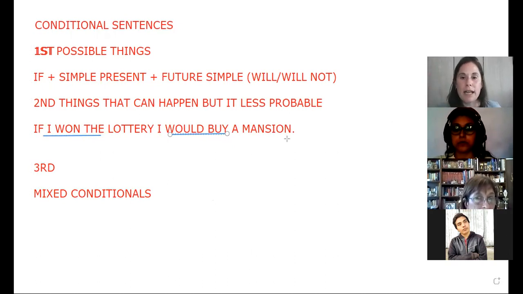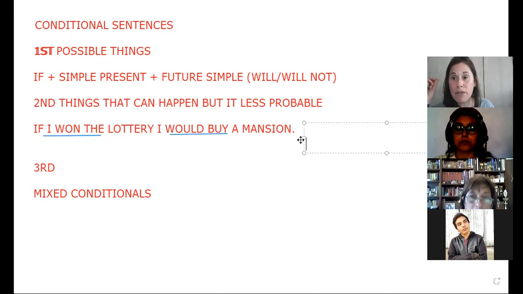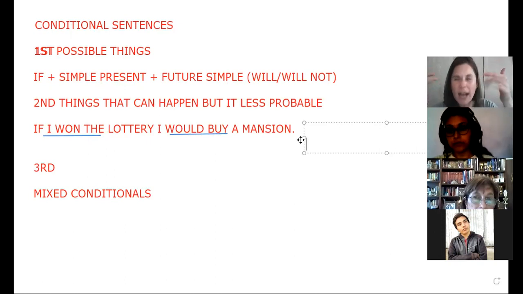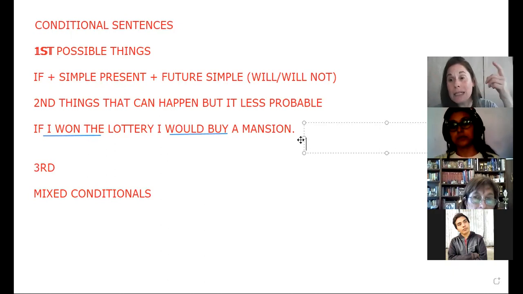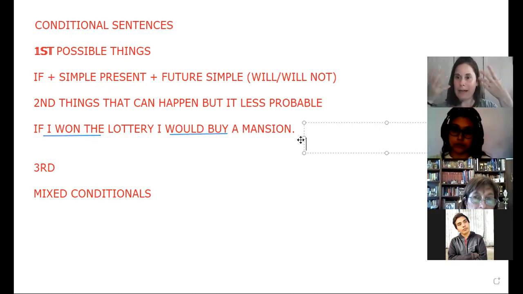For example, if I tell you, if I had 1 million, no, not 1 million. If I had $100,000, I would stop working and I would travel around the world. Is it possible that I work a lot and have that money? Yeah, but it's not so probable. You understand? It's possible, yes, but it's less probable, okay?